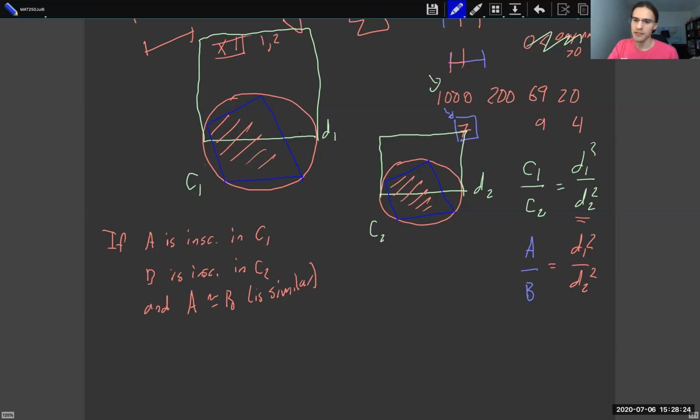And so you were right. The proportion of A to B: A is to B as D1 squared is to D2 squared. Does anyone have any questions about this? So this is the lemma. This is 10-1.